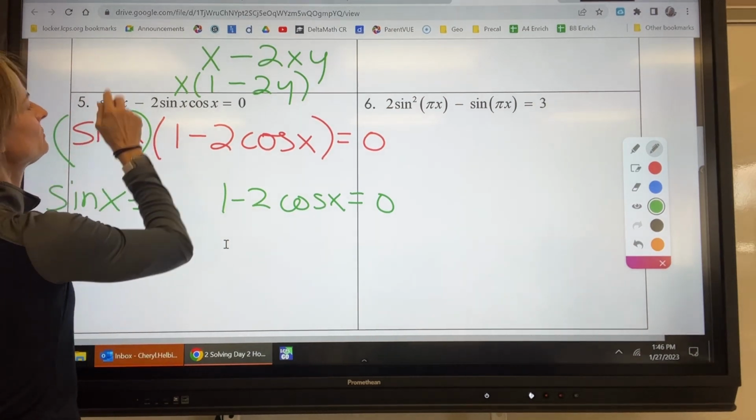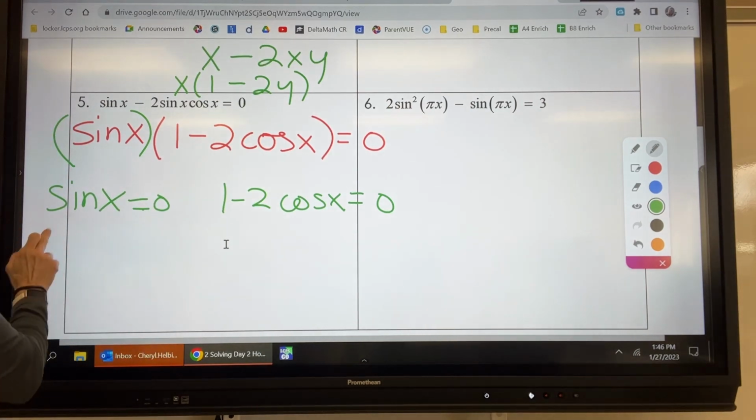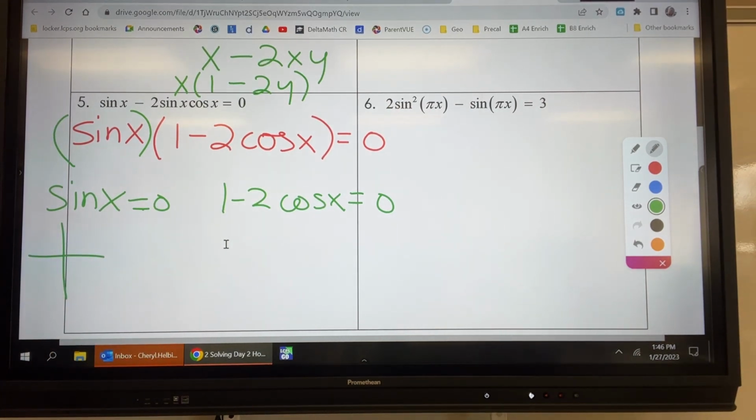Okay. This is 2 times the sine of x times the cosine of x. Okay, there we go. All right. So where does sine of x equal 0? We've got it at 0 and pi.